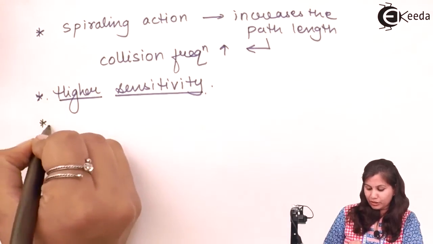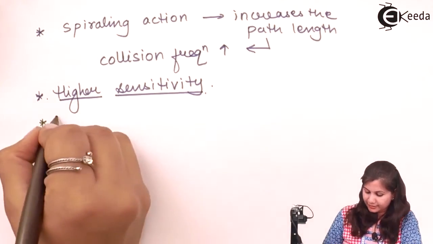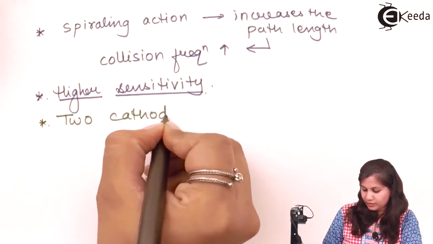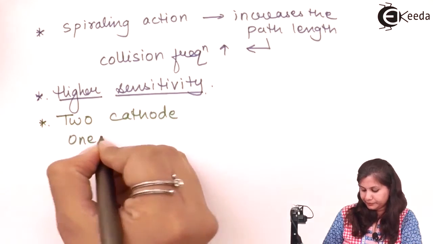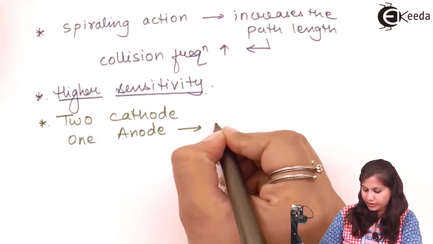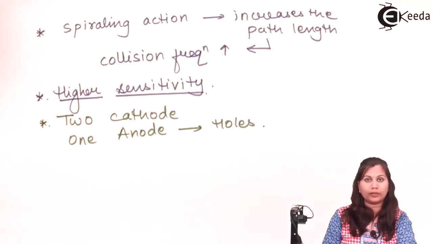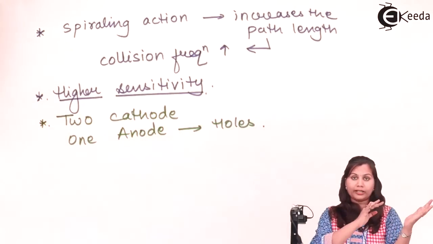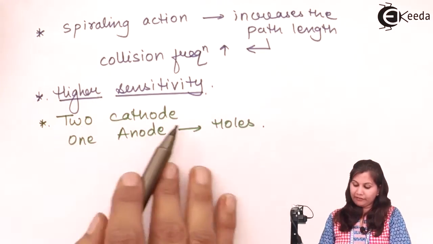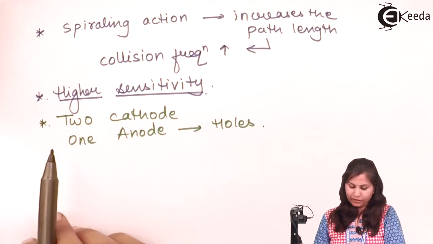Now, if we see the construction of these cold cathode type ionization gauges, it consists of two cathodes and one anode. This anode is having holes in it. So in the hot cathode type, we were having only one cathode, but here we are having two cathodes and one anode. Let us see the diagram of this.